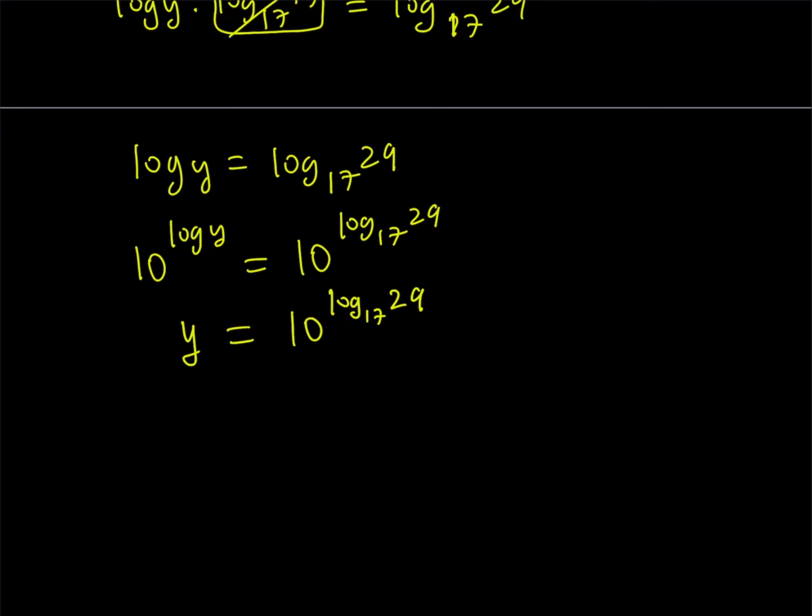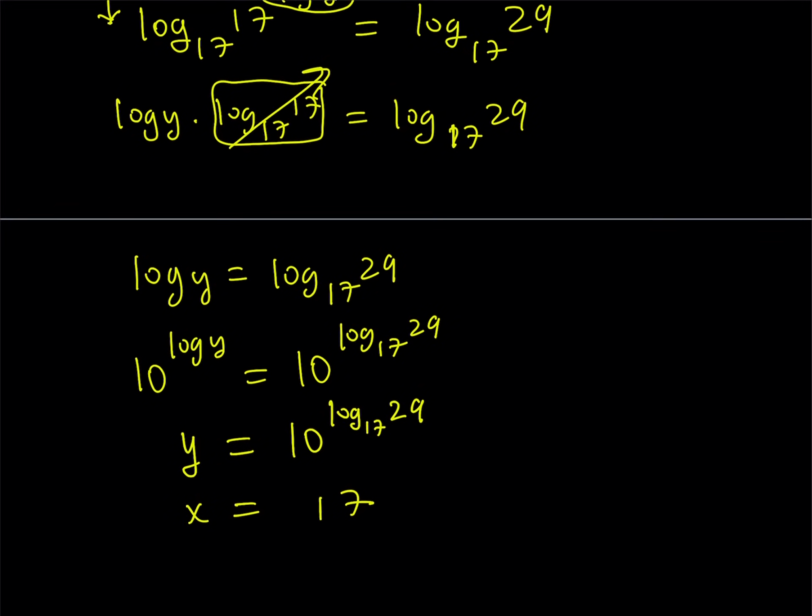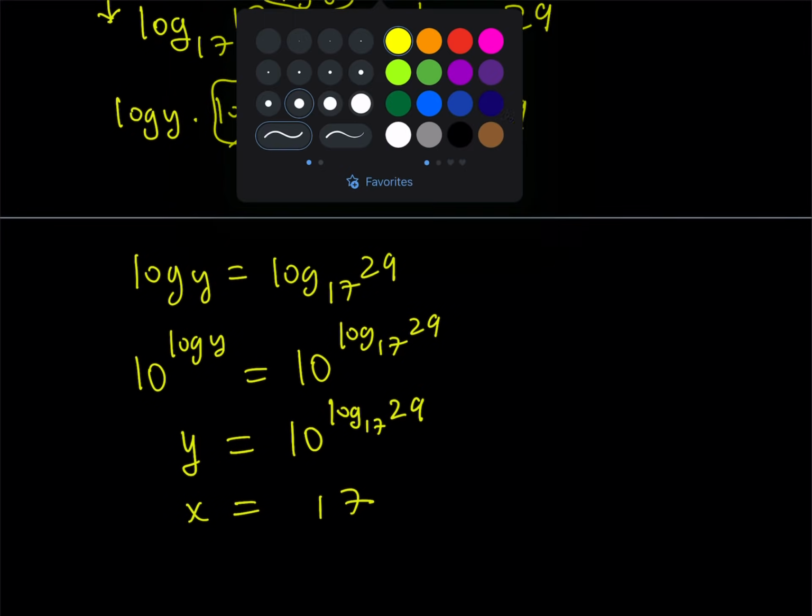Okay, what is the X value? X is equal to 17, and that basically concludes our video and brings us to the end of this.